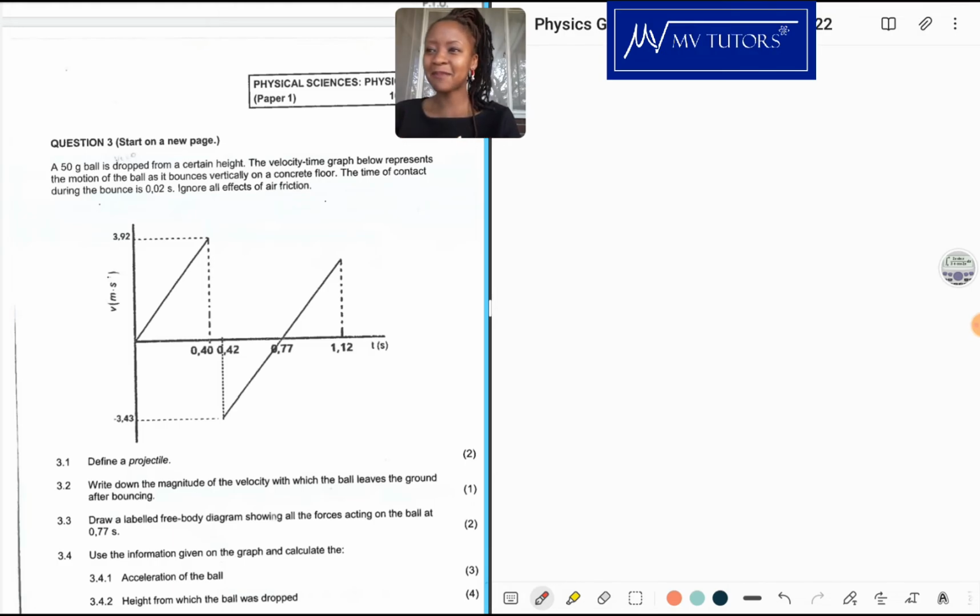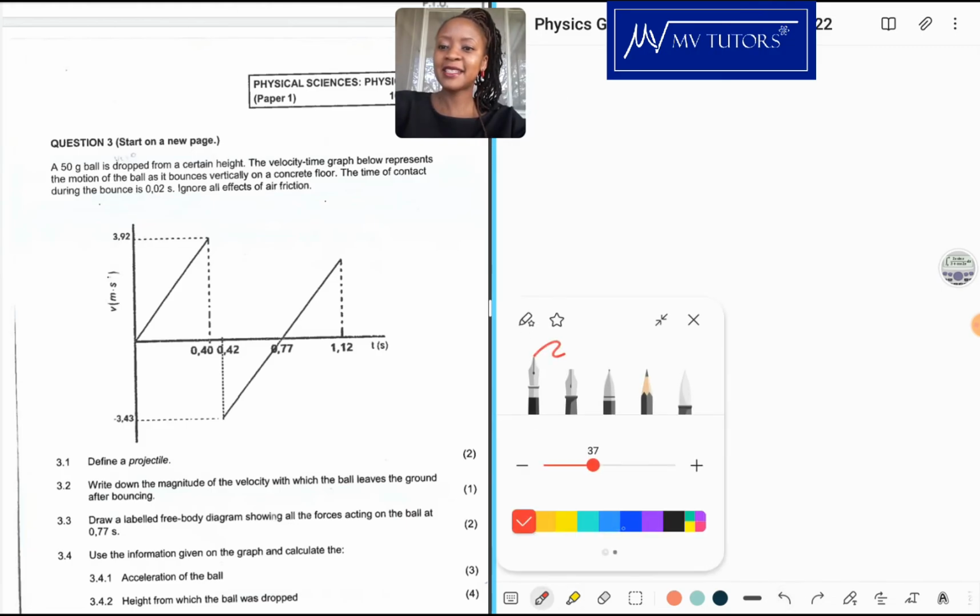So question 3. It says a 50-gram ball is dropped from a certain height. If it's dropped, we know that initial velocity is 0, and we can see that in the velocity time graph. The velocity time graph below represents the motion of the ball as it bounces vertically on a concrete floor. The time of contact during the bounce is 0.02 seconds, and ignore all effects of air friction. So what is going on here? We had a similar question in the multiple choice, didn't we? Yes, we did.